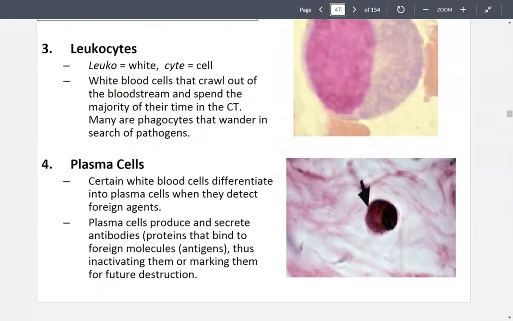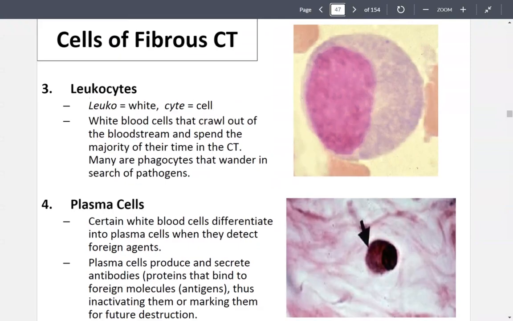Leukocytes. We're going to find these guys here as well. Leukocytes, white cells, crawl out of the bloodstream and spend the majority of their time hanging out in the connective tissue. Many of these are going to become another variation on phagocytes that wander in search of pathogens. So these are just looking for things to consume.